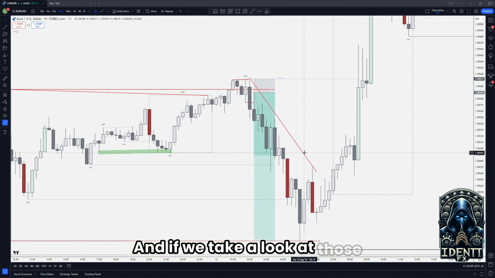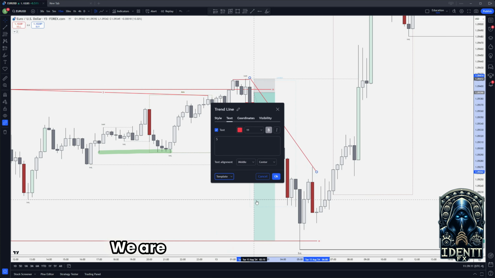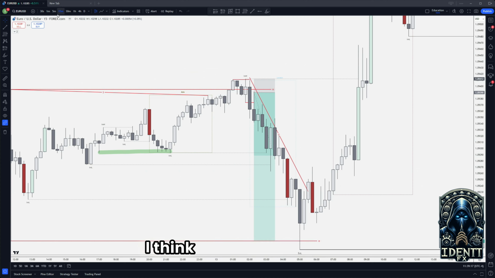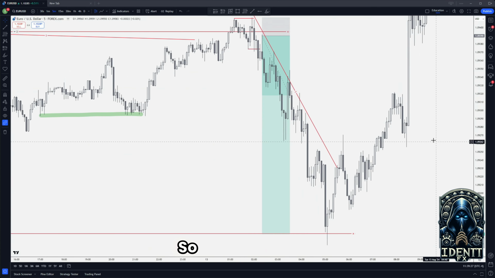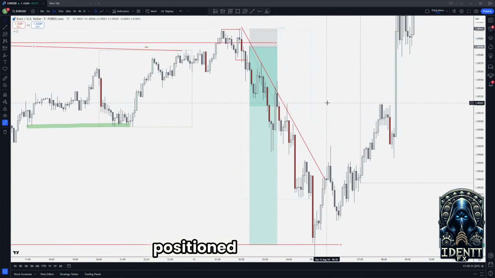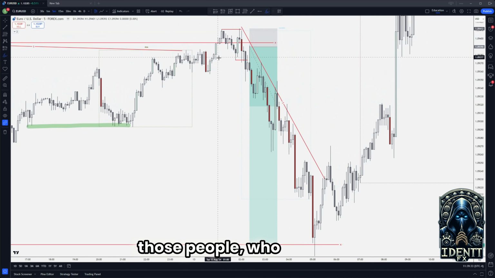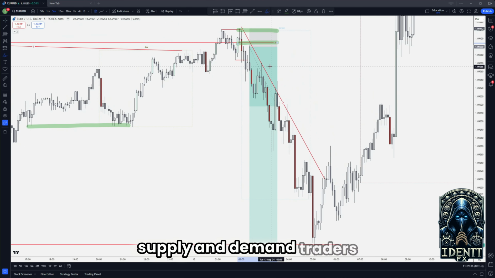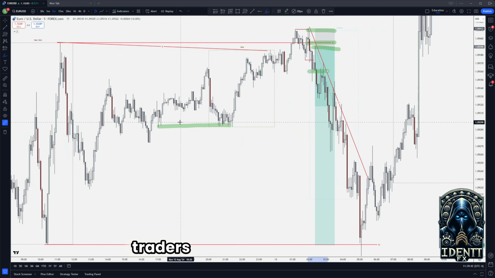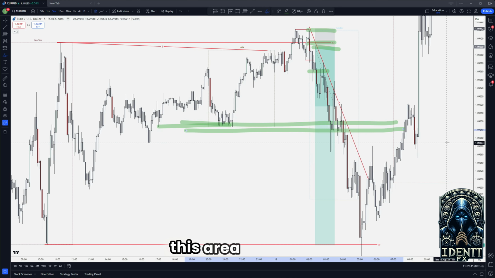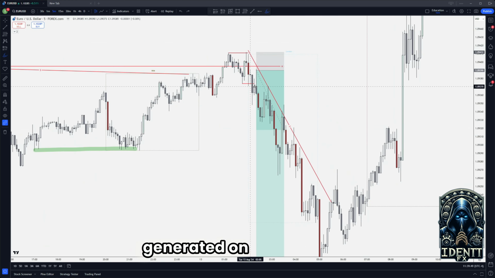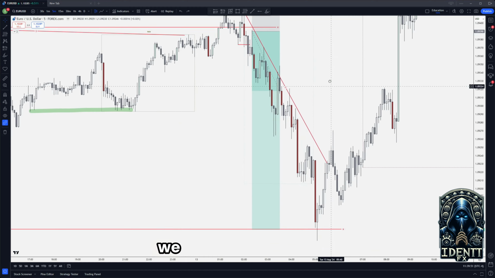And if we take a look at those inefficiencies, what can we see? We are building a massive amount of trendline liquidity. And on the 5 minute, I think it's going to be a lot more clear for you guys. So looking at this, what we can assume is that a lot of people are going to be positioned in the shorts. And again, those people, who are they? They are supply and demand traders. They are trendline traders, possibly even support and resistance traders who took trades off of this area right here. So we know that there is a bunch of liquidity generated on the buy side. And that is the next thing we can start targeting.